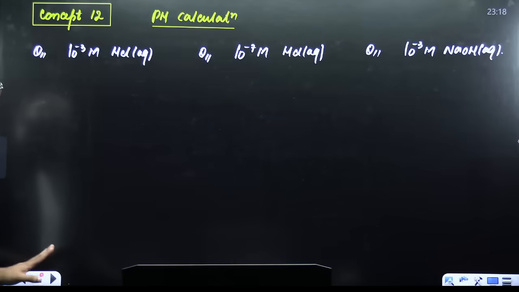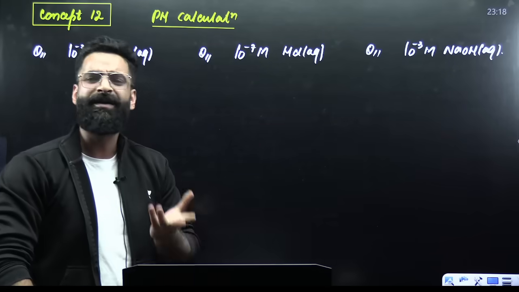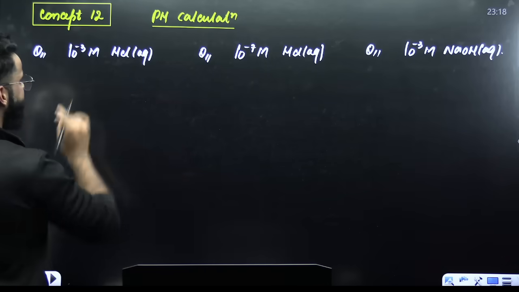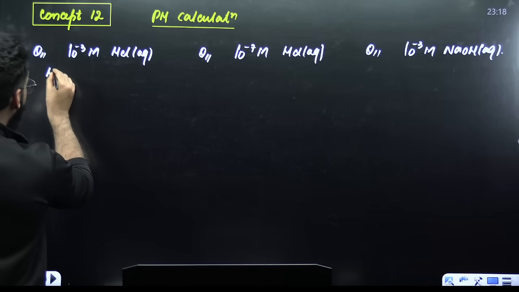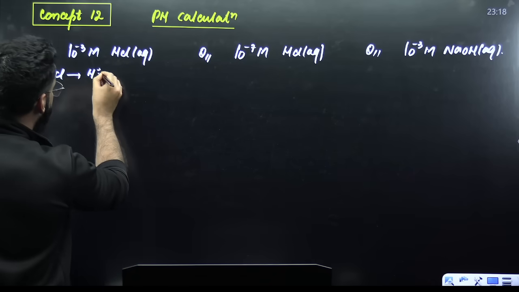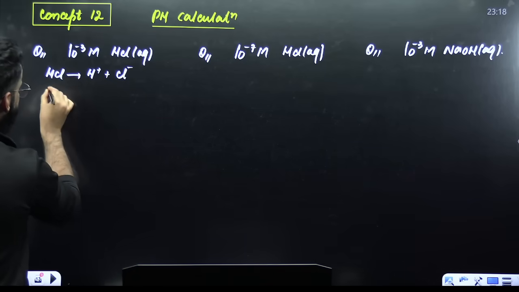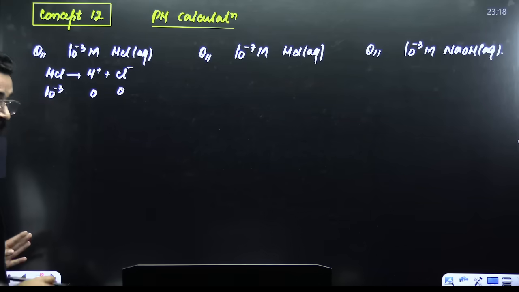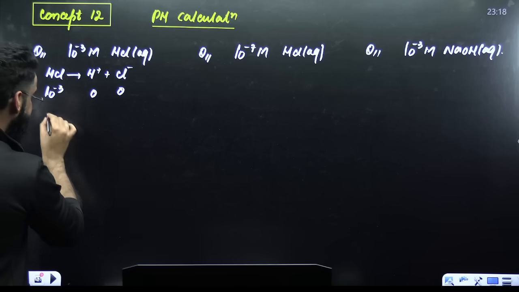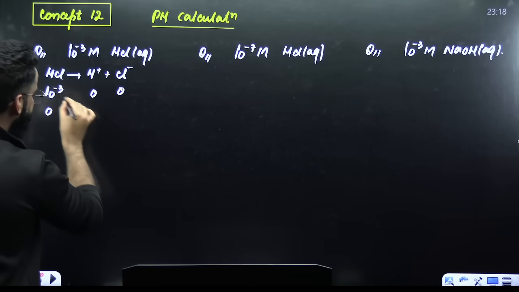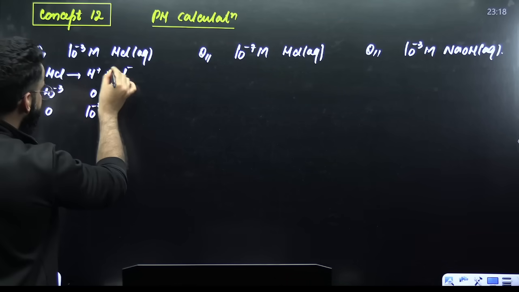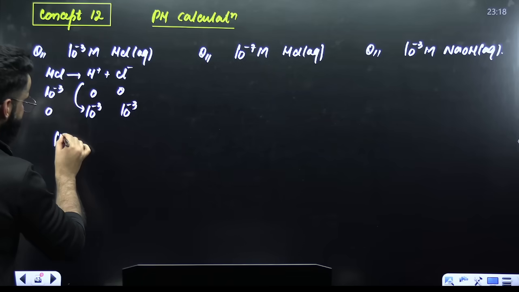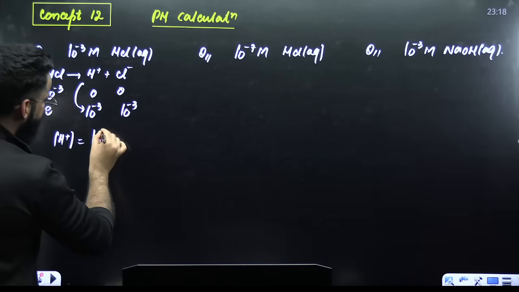Now, moving on to the 12th concept, that is pH calculation. How do you calculate the pH? My dear students, pretty much simple. You have to calculate pH for 10 raised power minus 3 molar HCl. So first of all, how does HCl undergo dissociation? HCl gives H positive plus Cl negative. The initial concentration of HCl was 10 raised power minus 3. This was 0, this is 0. Now HCl is a strong acid. It will undergo dissociation completely. So I'll be left with nothing. 1 gives 1, 10 power minus 3 gives 10 power minus 3. So if I ask you, what is the H positive concentration in the container? I'll say 10 raised power minus 3 molar.